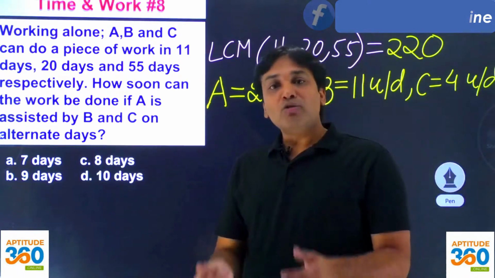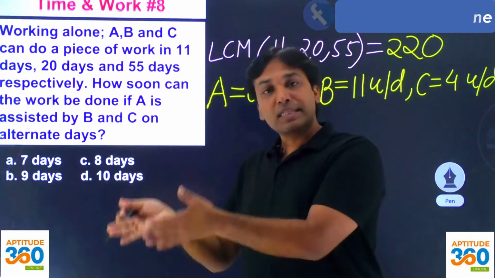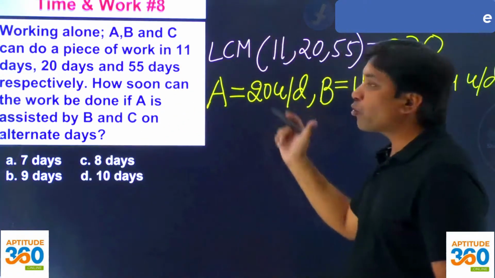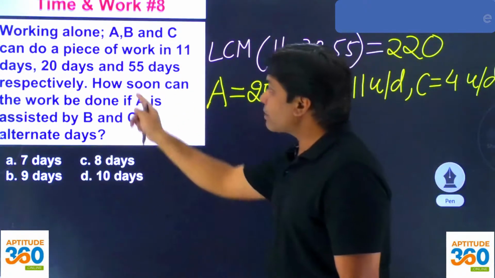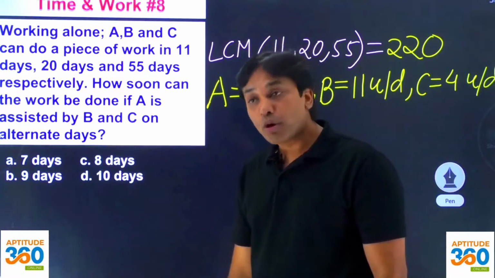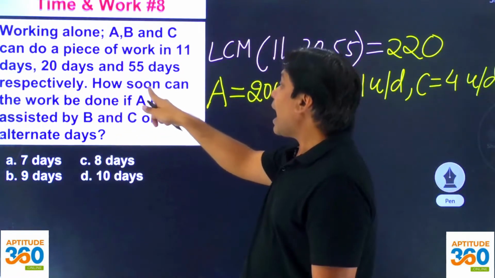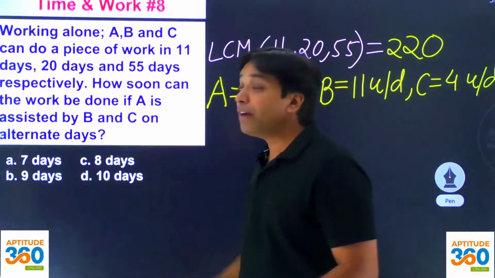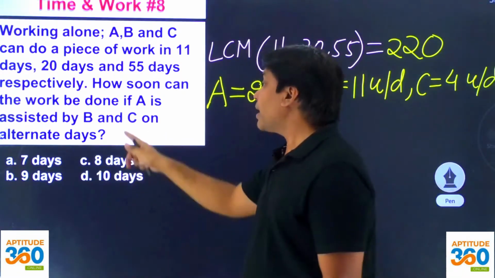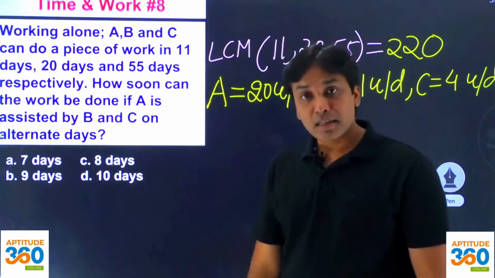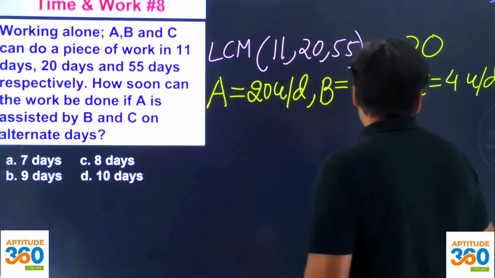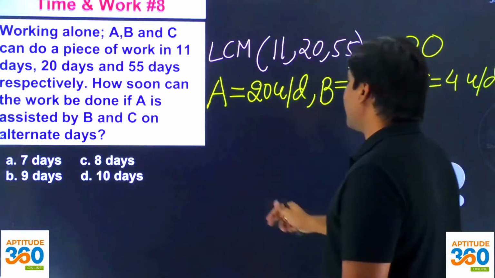And whenever you try to approach your problems through the LCM method, you have to do both of these steps. Then after that, you go back to the problem and see what the problem is talking about. It says: how soon can the work be done if A is being assisted by B and C on alternate days? So A is working every day.